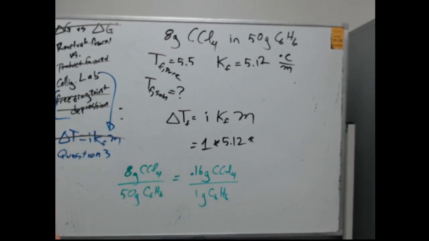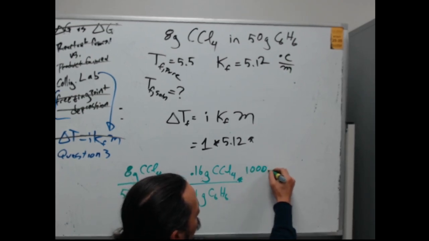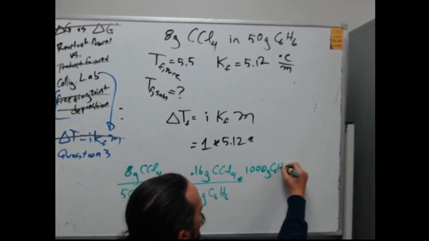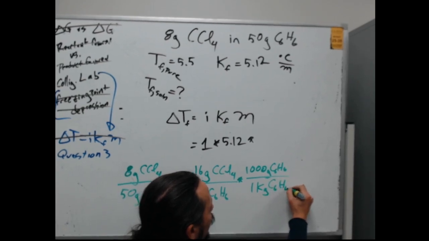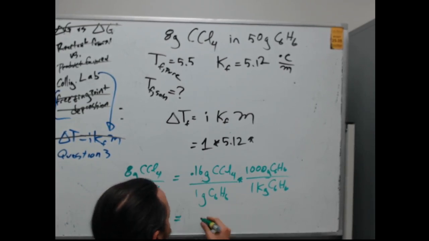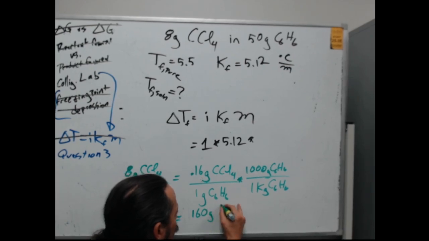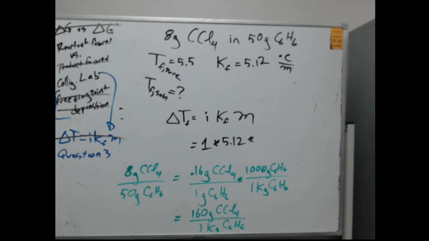And now I'm set up so I can do that same type of manipulation. I can multiply by 1,000 grams C6H6 per 1 kilogram C6H6. That will get me 160 grams CCl4 per 1 kilogram C6H6. Is that still on the screen? Yeah, it's still on there. Okay. And now I don't want grams per kilogram, I want moles per kilogram.